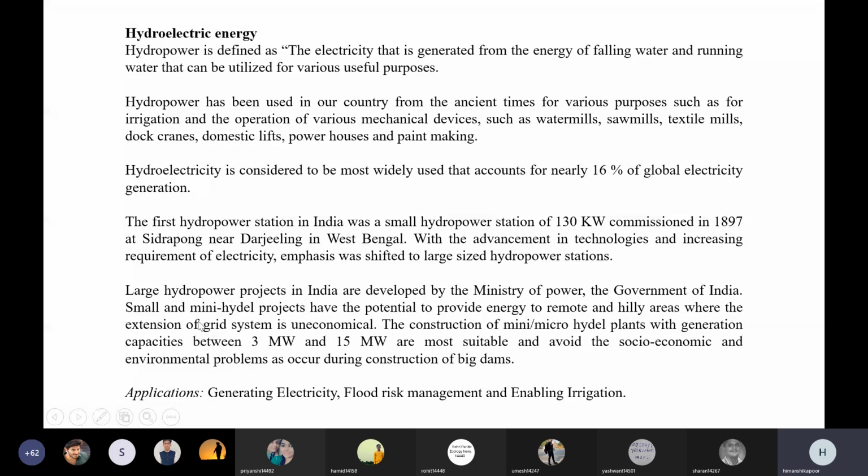Then we have some small and mini hydel projects also, which provide energy to the remote and hilly areas. So you have set up small power plants over there, since extension of grid of large hydropower plants is uneconomical, so you can just set up some mini projects in these hilly and inaccessible areas. Clear? And the mini plants have capacities between 3 megawatt and 15 megawatt. Okay.